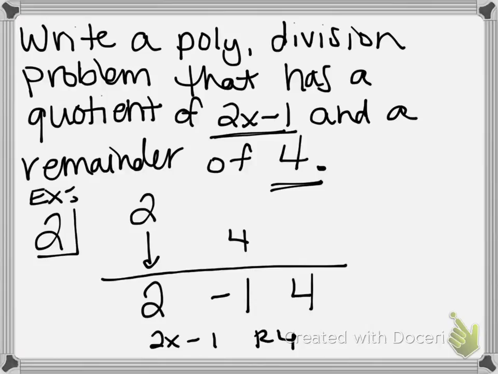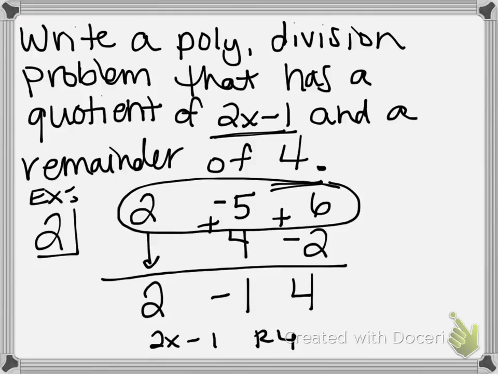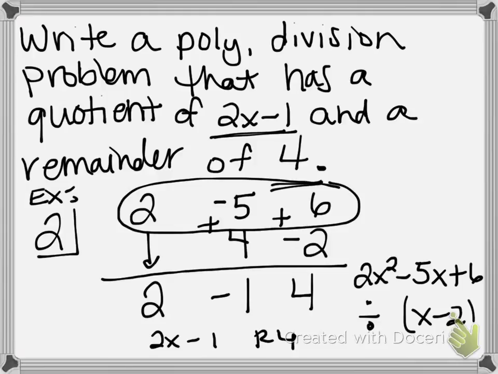So 2 times 2 is 4. So I have to ask myself, what plus 4 gives me negative 1? Negative 5 does. And then I do 2 times negative 1, and that's negative 2. So I have to ask myself, what plus negative 2 is 4? That's 6. So now I have my original problem here. That is going to be 2x squared minus 5x plus 6 divided by x minus 2.